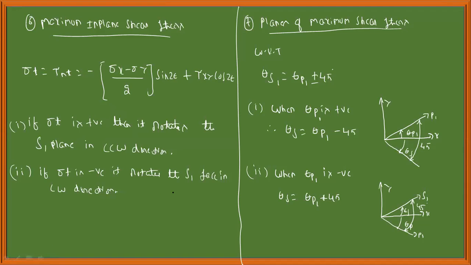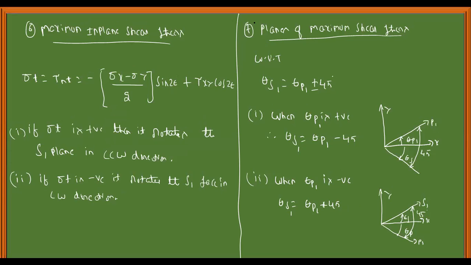Similarly, if theta p1 is positive, I will rotate my theta s in the clockwise direction, so that the difference would be equal to 45 degrees. Theta s is equal to theta p1 minus 45. If my theta p1 is negative, theta s1 will be equal to theta p1 plus 45 degrees. Okay, have you understood this? Yes, sir. Okay.